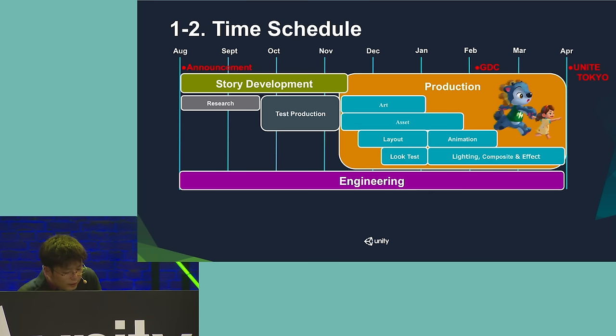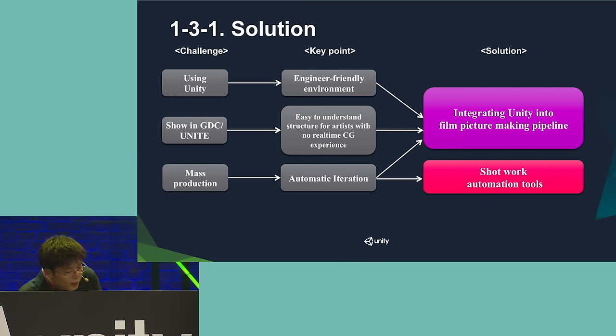To overcome the challenges, we sought out every possible option. Because we had a limited amount of time until the release at the GDC, we had to come up with an environment in which the production staff members could work without confusion. As Unity seemed to be very engineer-friendly, we decided to integrate it directly into our pre-render pipeline. Additionally, we absolutely needed to automate the shot work process. So we also decided to develop additional tools for Unity itself.